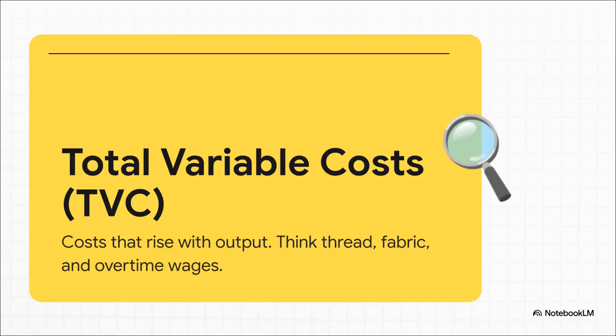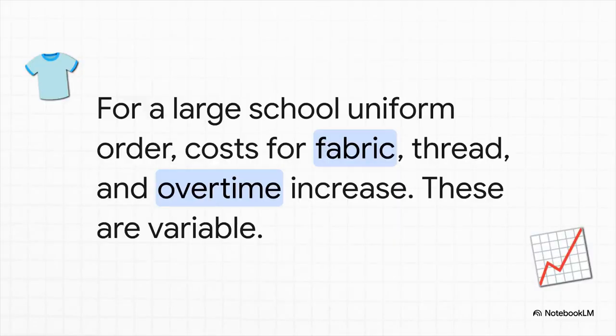Now, unlike those fixed costs, these are tied directly to how busy you are. The more you make, the higher these costs go. The less you make, well, the lower they go. Makes sense, right? So let's say a huge order for school uniforms comes in. Our Patna unit, they suddenly need to buy way more fabric, tons of thread, and they probably have to pay their workers for overtime. These costs only exist because of that specific order. No order, no cost for extra fabric.